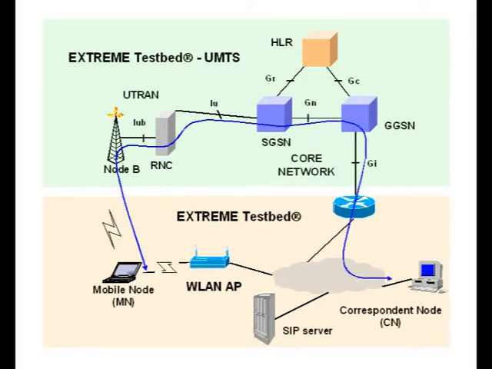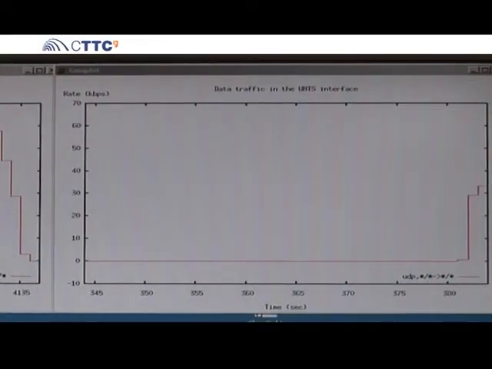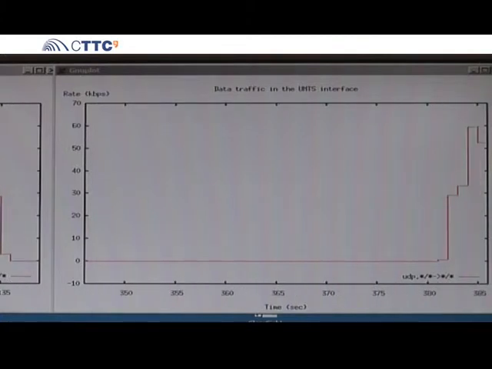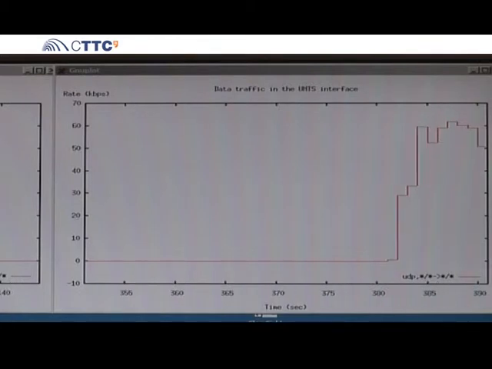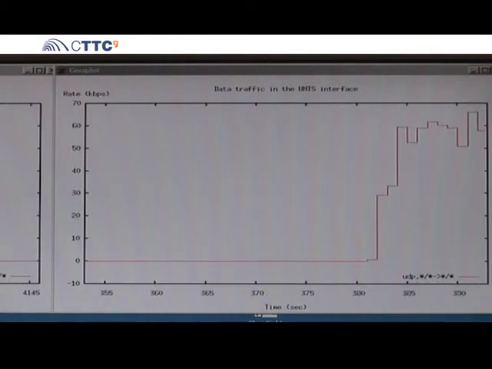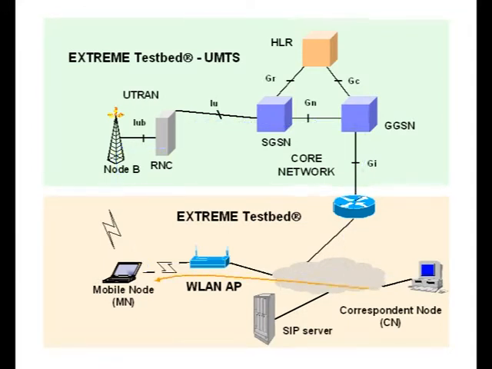And now let's see what has happened with the throughput in both interfaces. The UMTS throughput is now different from 0, while that of the wireless LAN is 0. And now let's move back to the wireless LAN. As expected, we have the opposite behavior of the throughput.